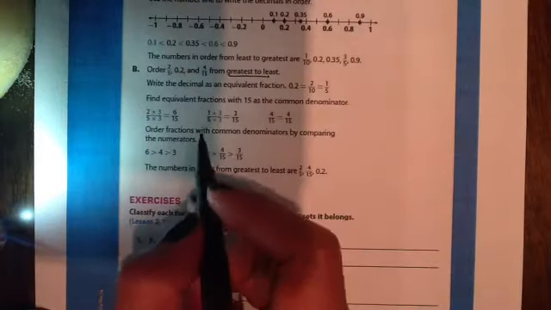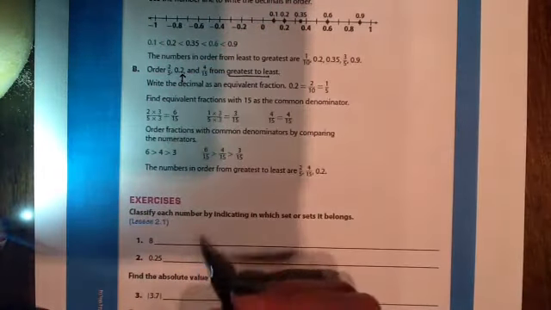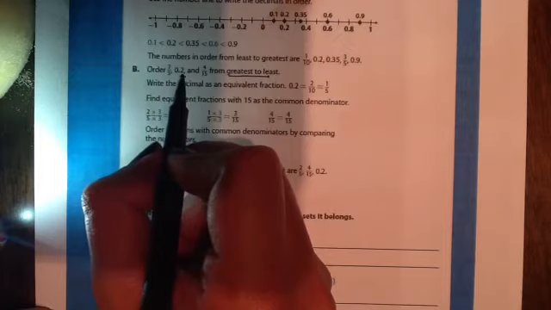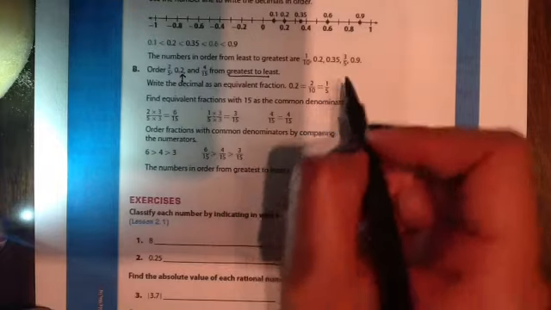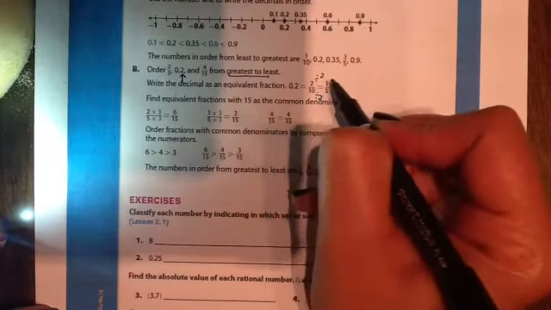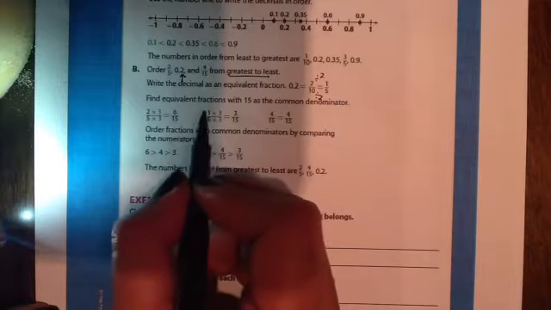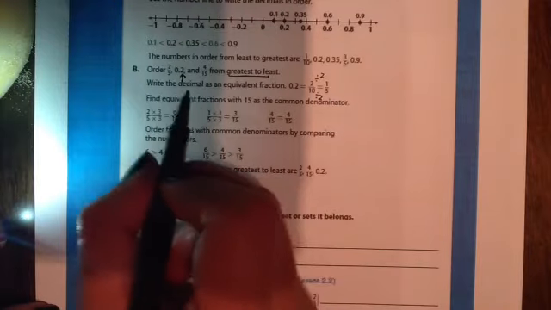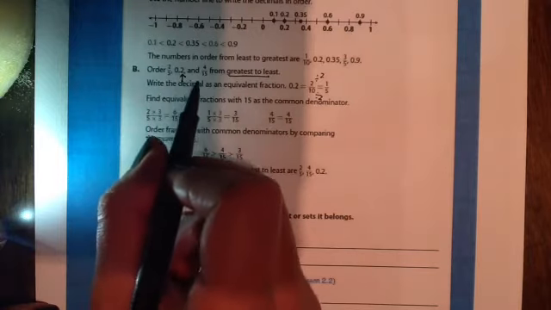They went ahead and changed this 0.2 to a fraction, and you do that by place value. You look at the 2, it's in the tenths place, so you put 2 over 10. And what they did was they simplified it. All they did was divide by 2, and they got 1/5. So now that you know that 0.2 is equivalent to 1/5, well, you have 2/5, 1/5, and 4/15.